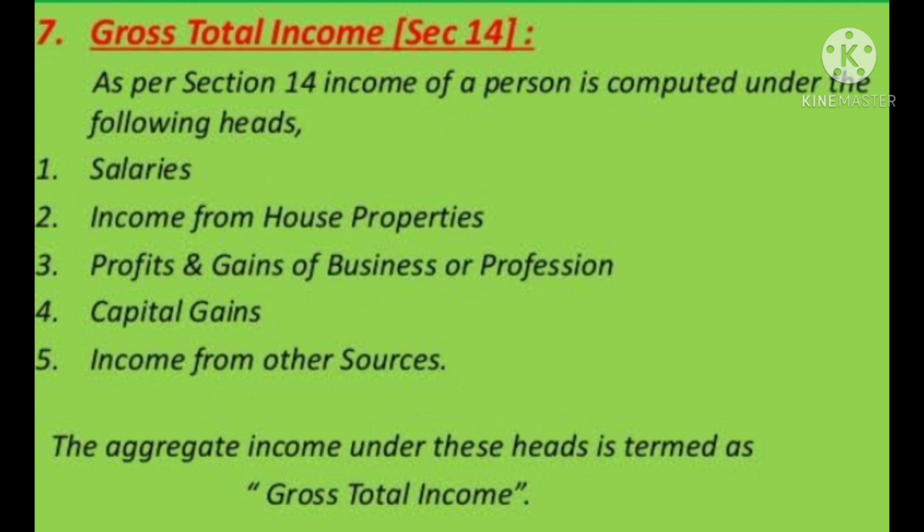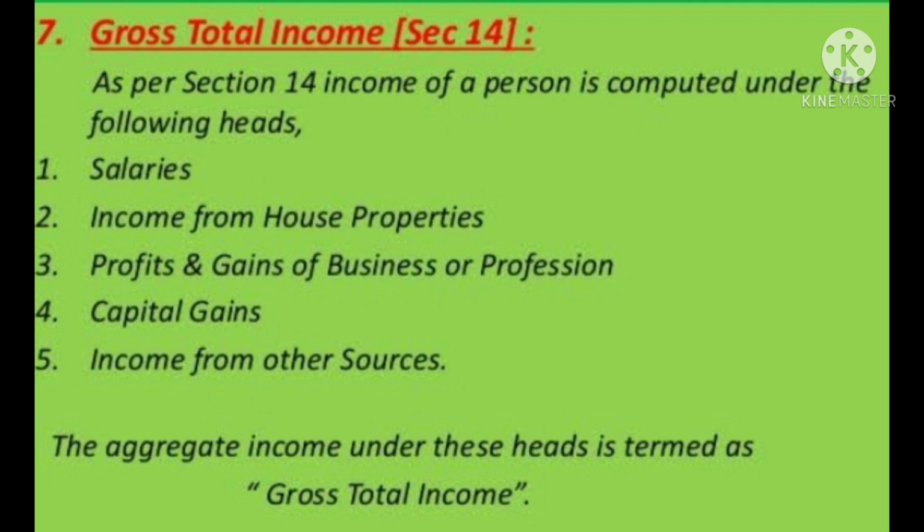That is, first one, income from salaries, then income from house property, income from profits and gains of business or profession, income from capital gains, then income from other sources. So if you add all these 5 heads of income, you will get the gross total income. See, this is a basic important point in income tax, students. Don't forget. If anyone asks which are the 5 heads of income, immediately you should tell.